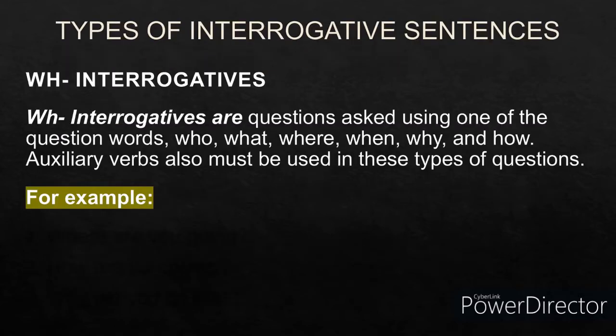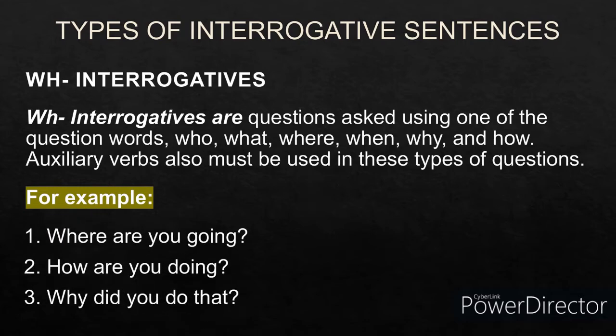Now WH interrogatives. They are the questions using one of the question words: who, what, where, when, why, and how. Auxiliary verbs can also be used in this type of question. For example, where are you going? How are you doing? Why did you do that? These are WH interrogatives. Remember, how also comes in WH interrogatives, although it does not start with WH.